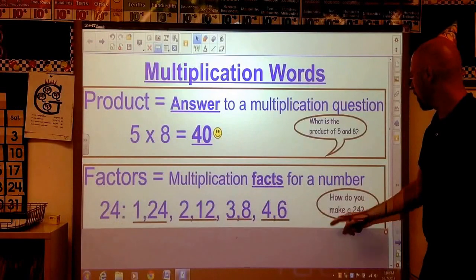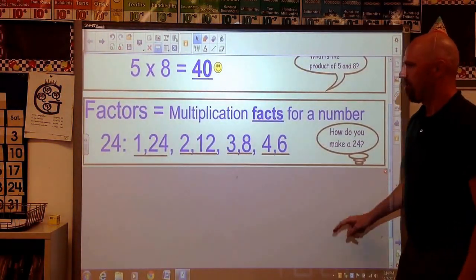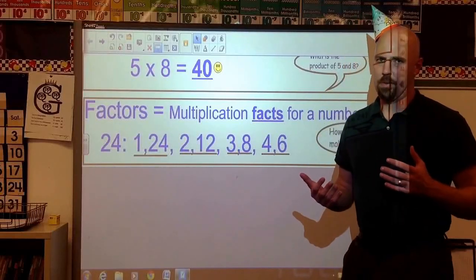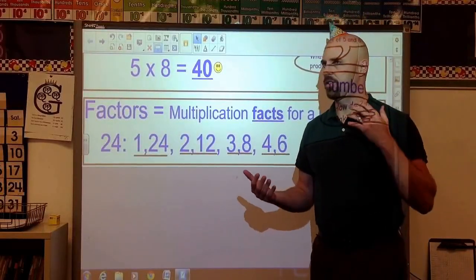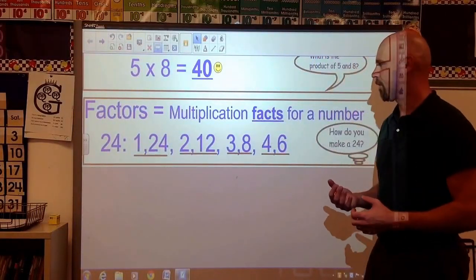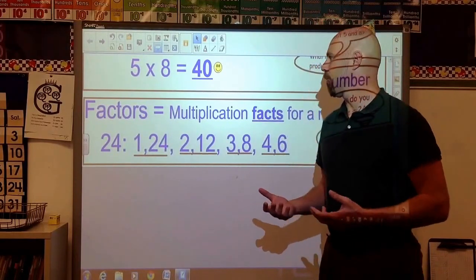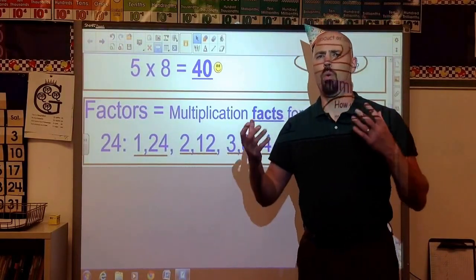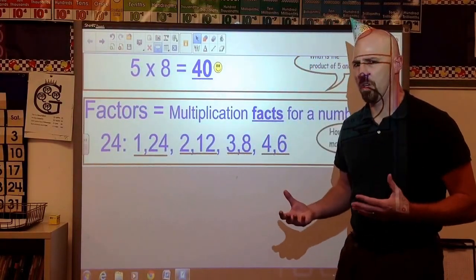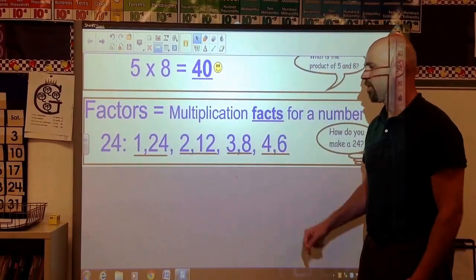Okay, the one that we're really going to hit today, factors. Factors unlock a lot of things that we do in 4th and 5th grade. Factors are huge, especially when we get to fractions. They're really going to help us unlock a lot of those things. So factors, I like to call them, they're the multiplication facts. So when I want to know the factors of 24, I want to know what multiplication facts make a 24. So I've got 1 and 24, 2 and 12, 3 and 8, 4 and 6.